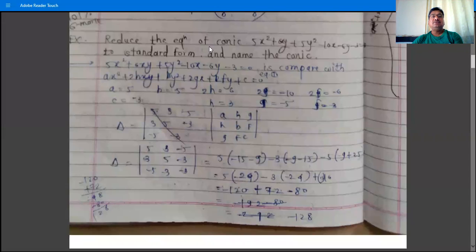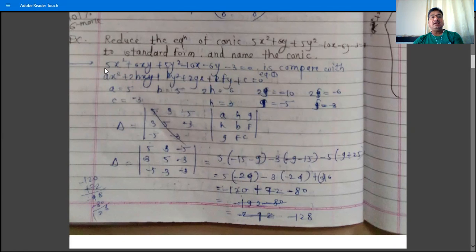Next example is: reduce the equation of conic 5x² + 6xy + 5y² − 10x − 6y − 3 = 0 to standard form and name the conic. That is, this is the equation of conic in general form, and we have to reduce this equation to standard form. So compare this equation with the equation ax² + 2hxy + by² + 2gx + 2fy + c = 0.